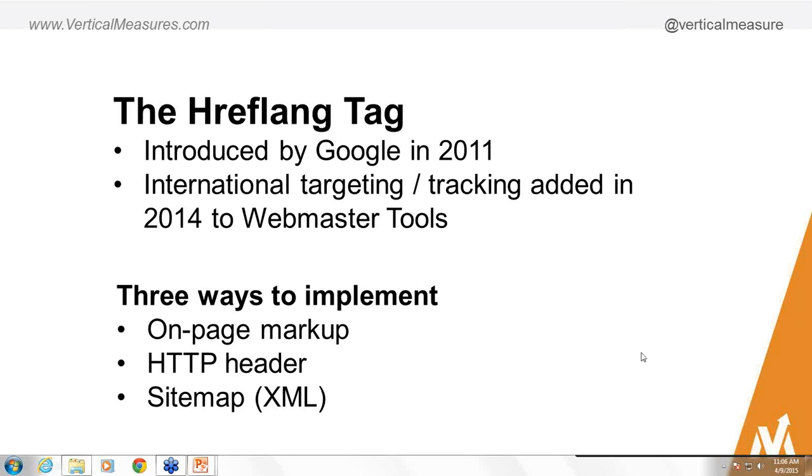For example, last year in July of 2014, Google added a new report to Webmaster Tools called International Targeting. This tool helps you troubleshoot any common issues with the implementation of hreflang. The tool was also updated again in November, so it seems that Google is really starting to make a push to encourage webmasters to implement hreflang.